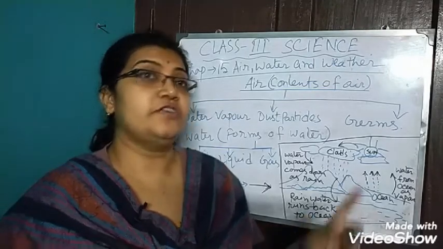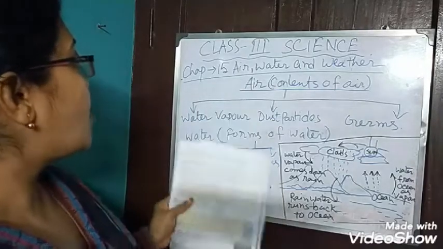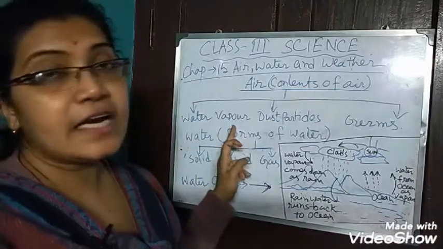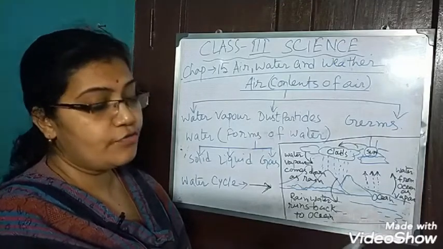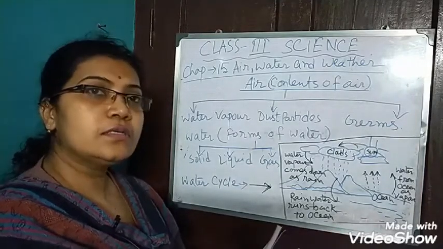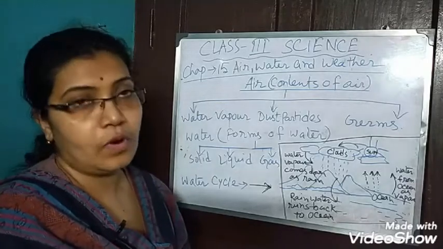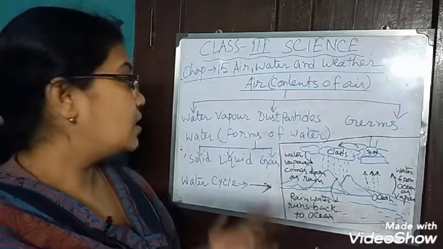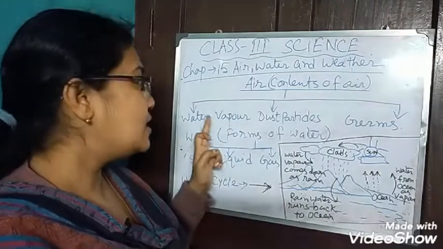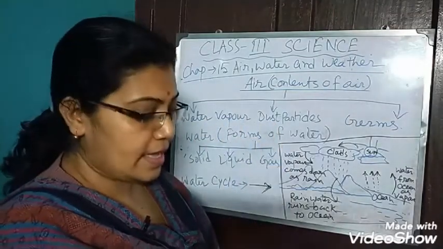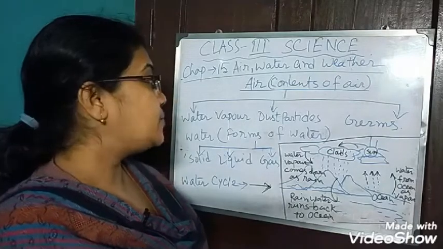Air contains water vapor. Our first point is water vapor. Air contains water in the form of water vapor. You know that. Water vapor means the droplets of water that are contained in the air. Okay. Air contains dust particles.